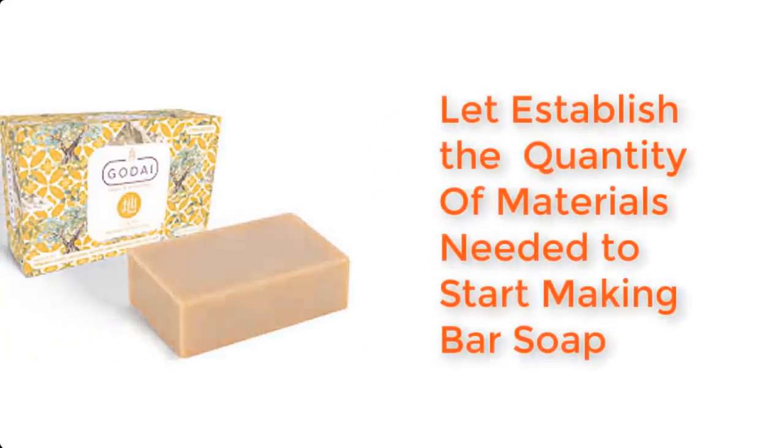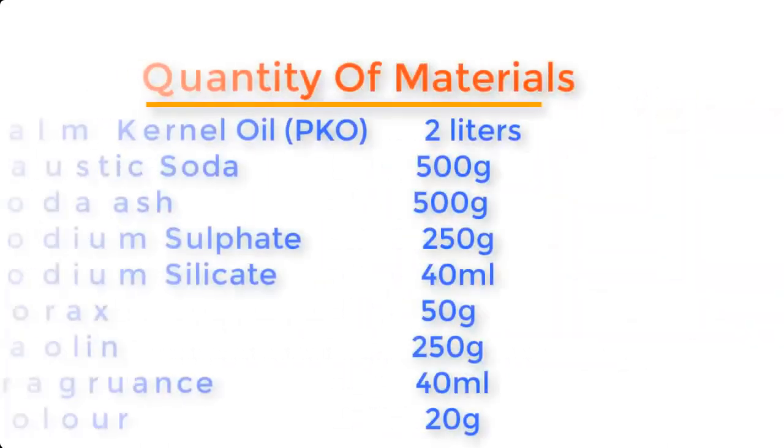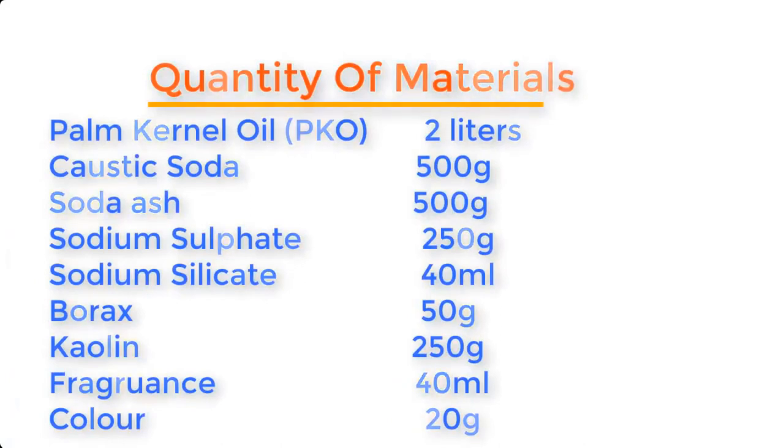Let's at this juncture establish the quantity of materials needed to be able to start a production. Palm kernel oil, also known as PKO, 2 liters. Caustic soda, 500 grams. Soda ash, 500 grams. Sodium silicate, 40 mL. Sodium sulfate, 250 grams. Borax, 50 grams. Kaolin, 250 grams, fragrance, 40 mL, and color, 20 grams.